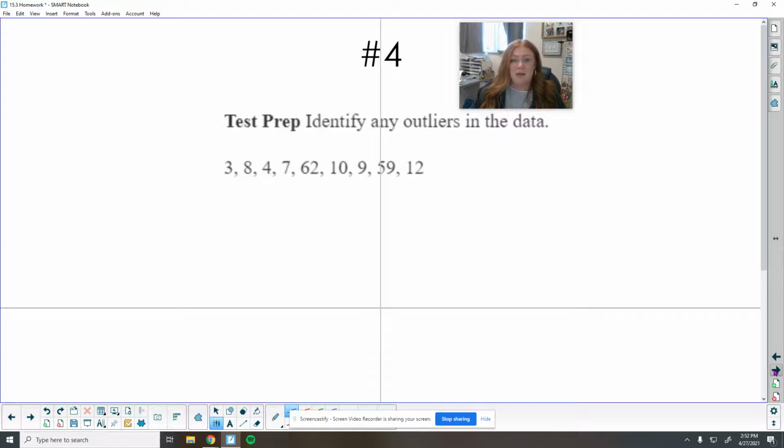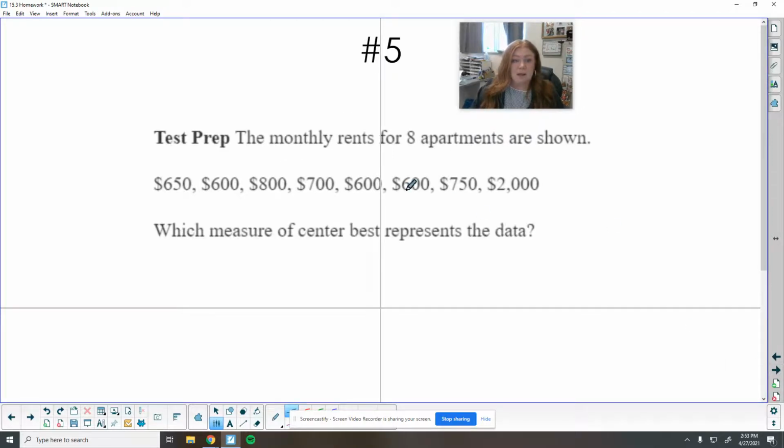Okay. Number 4, find any outliers. So any numbers that really don't match the data. There could be more than one. The monthly rents for 8 apartments are shown here. So which one best represents?